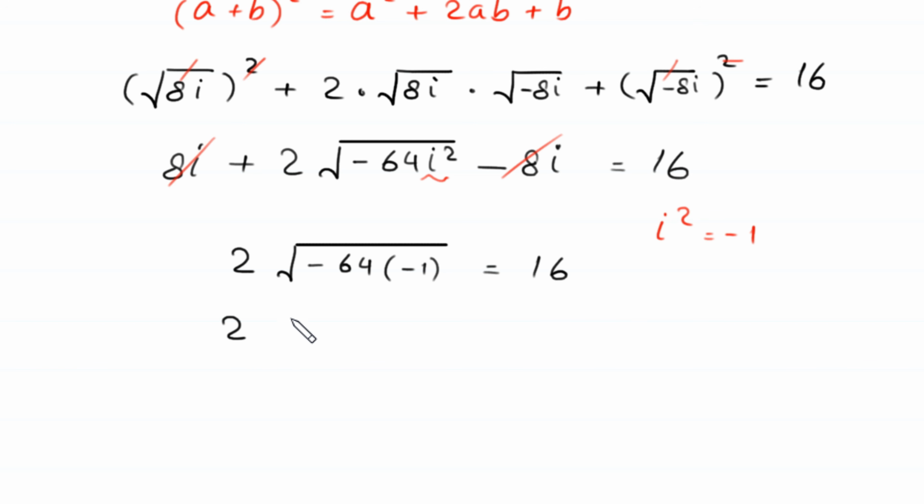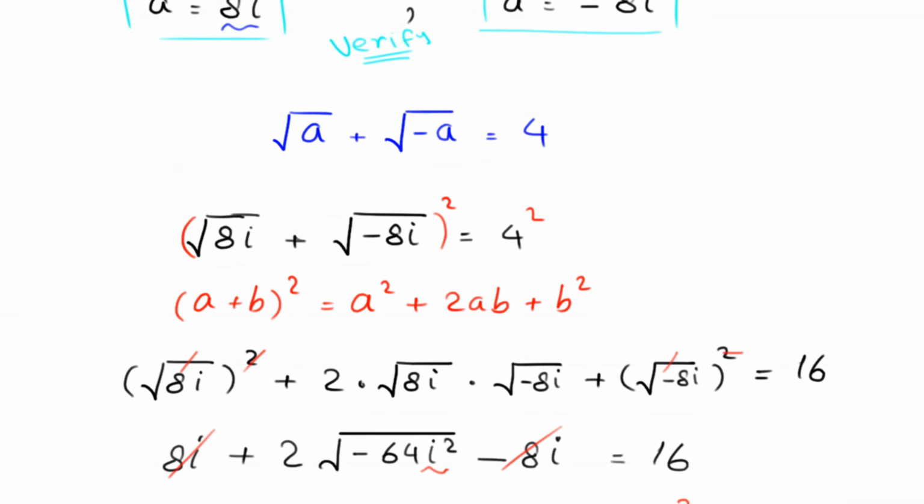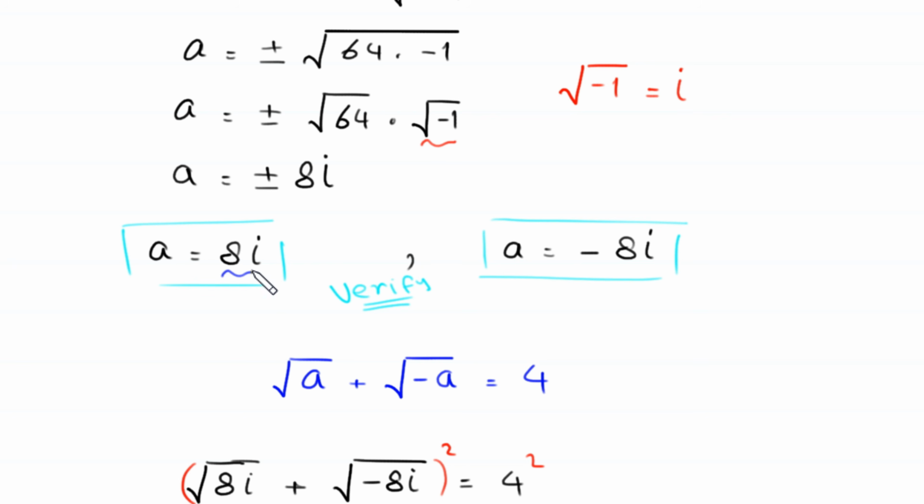Next, 2 times the square root of negative 64 times negative 1, positive 64, is equal to 16, and 2 times the square root of 64, which is 8, is equal to 16, and 2 times 8 is 16, is equal to 16. You can see that the left hand side is equal to the right hand side. It means this value of 8i is a valid solution.